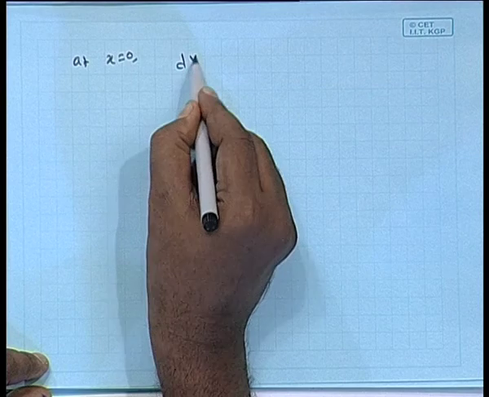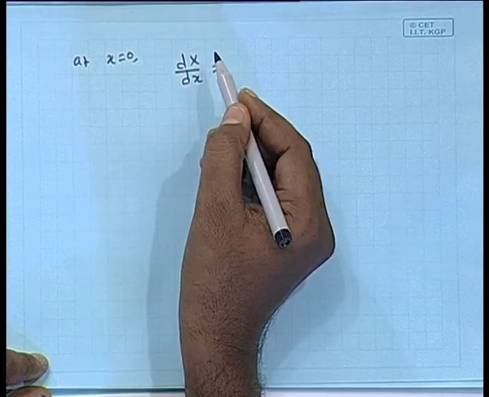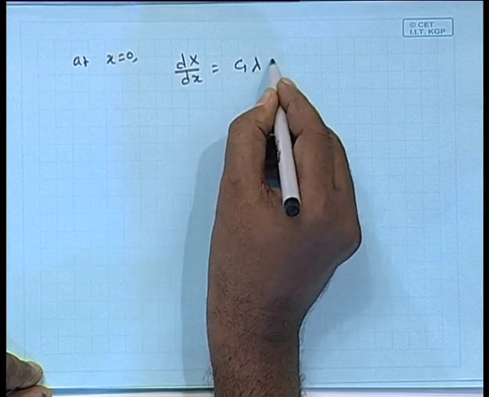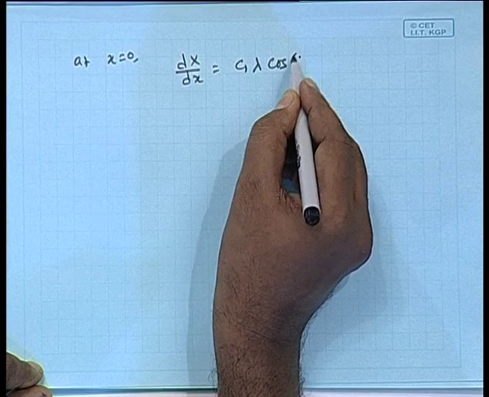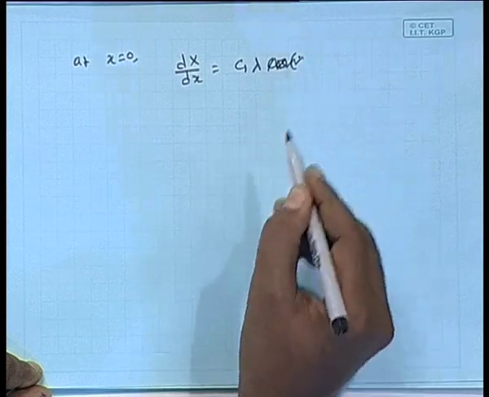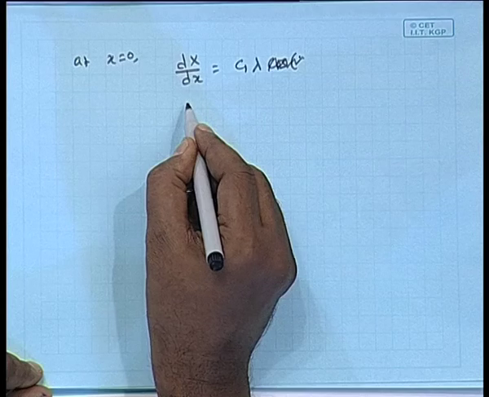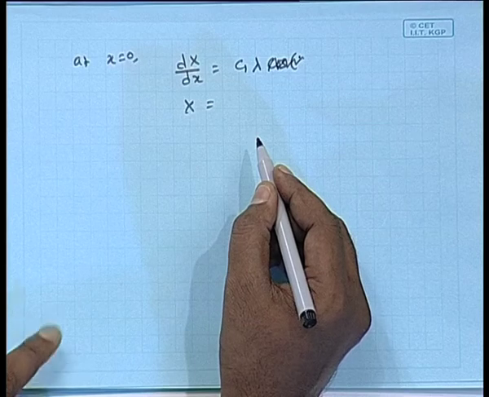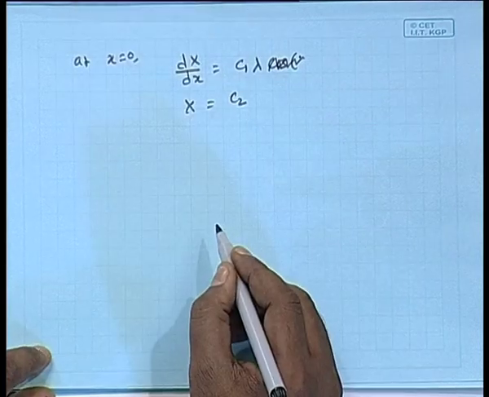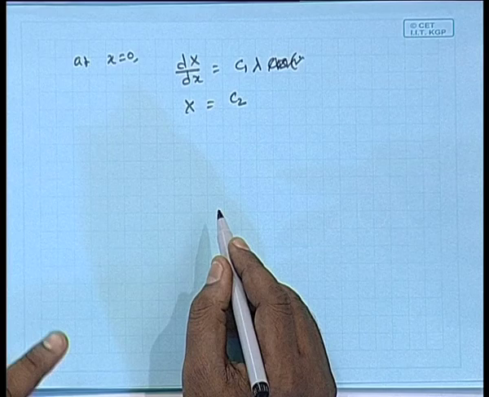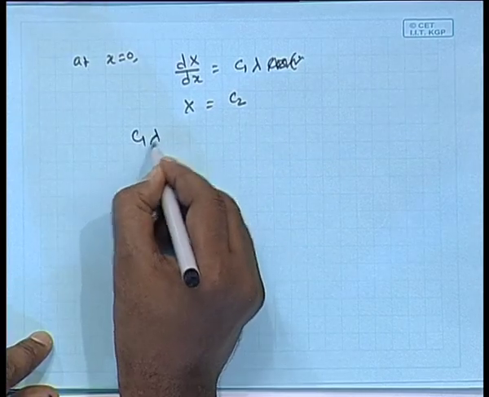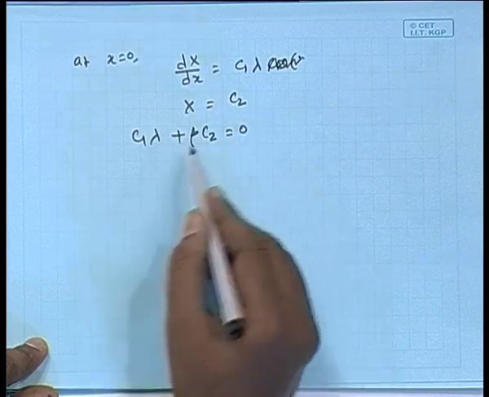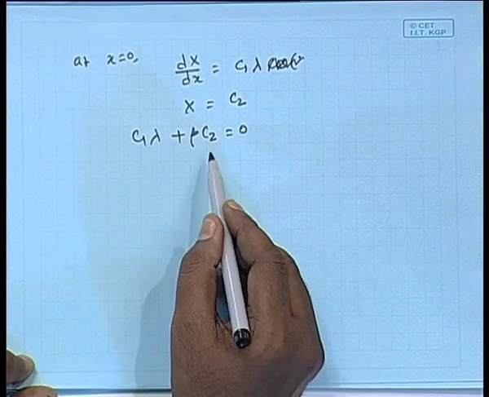At x equal to 0, what is dX/dx? It is C1 lambda cosine lambda x. Cos 0 is 1, so C1 lambda. And what is X? X is C2, right? So dX/dx plus beta X: C1 lambda plus beta C2 is equal to 0. That is the relationship between C1 and C2 you will be getting from the first condition.